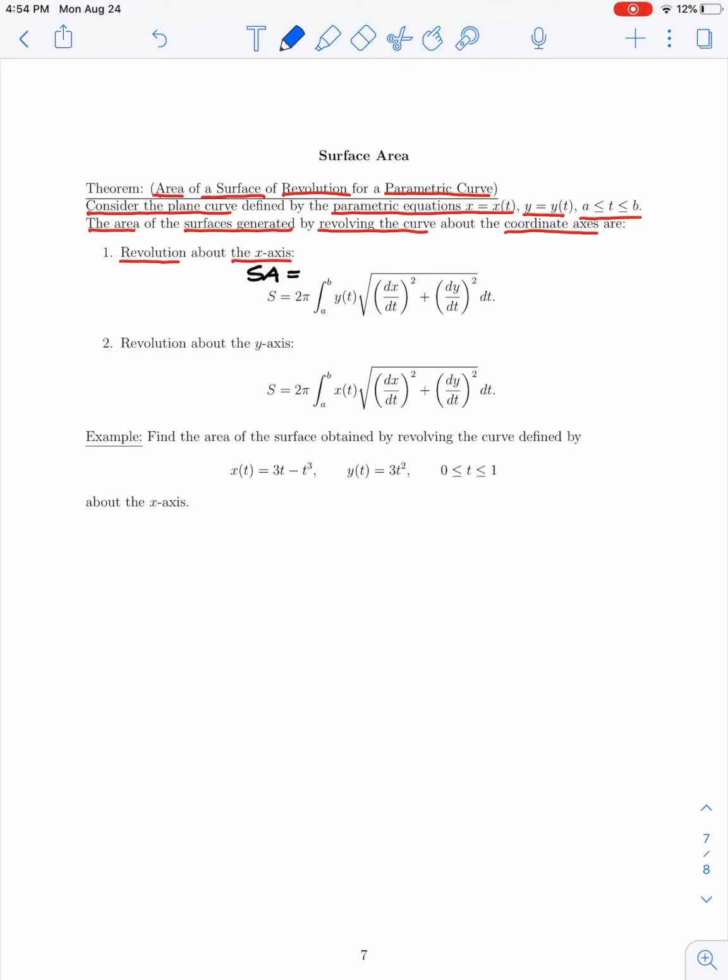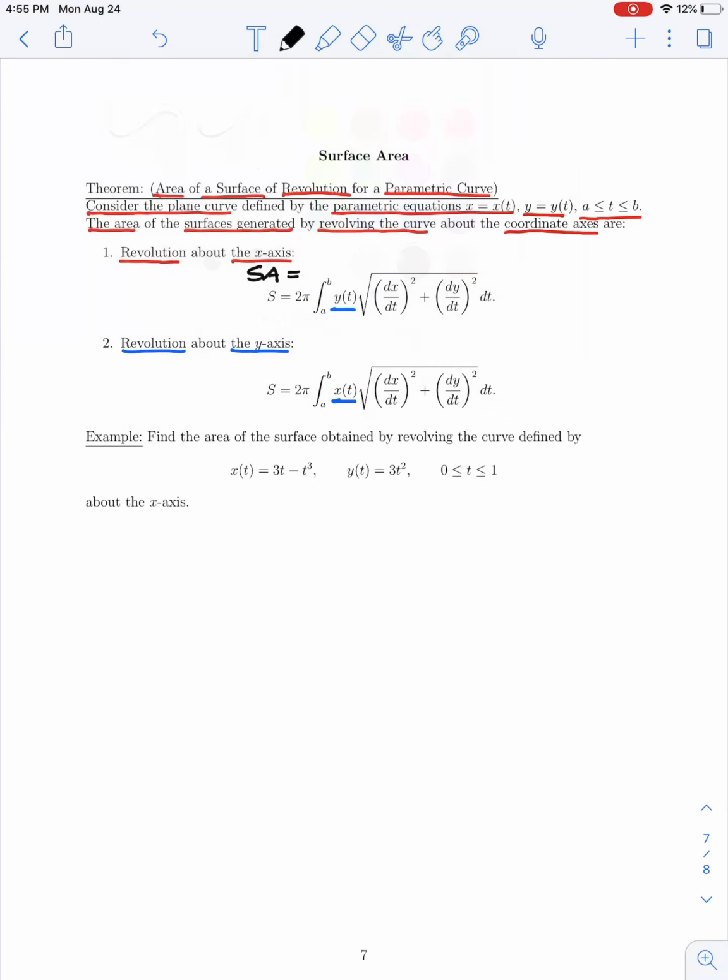Or for revolving our curve about the y-axis, we have a similar formula. Our surface area would be 2 pi times the integral from a to b of x of t times the square root of the sum of the squares of those derivatives, integrated with respect to t. So the only difference there is that if we're revolving about the x-axis, we have a y of t, and if we're revolving about the y-axis, we have an x of t. So let's take a look at some examples making use of these new formulas for a surface area of revolution.